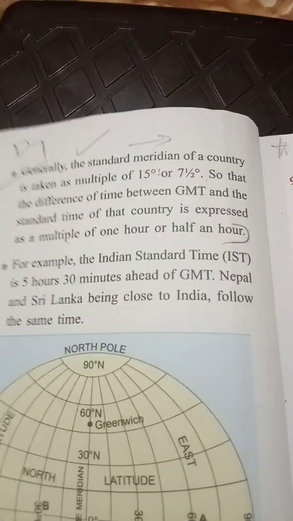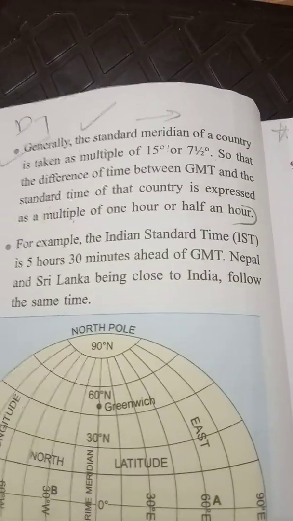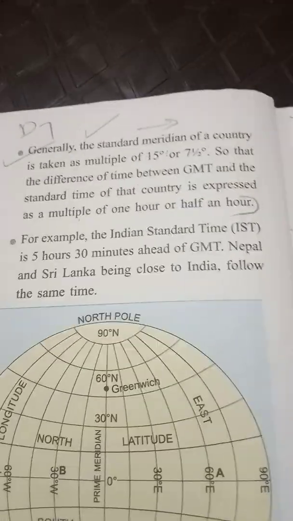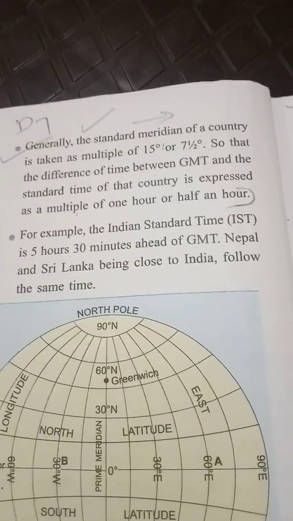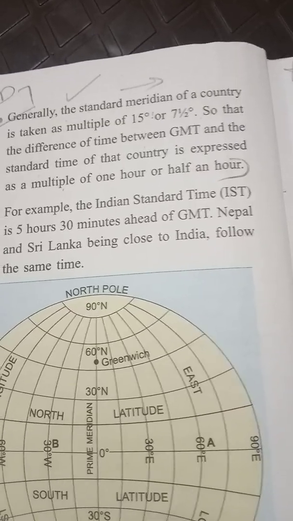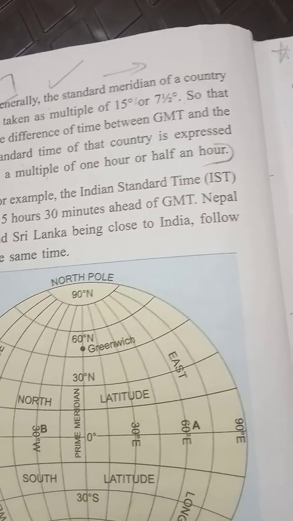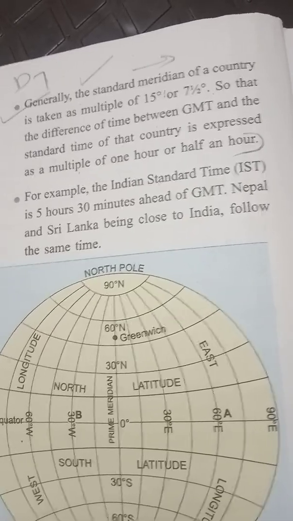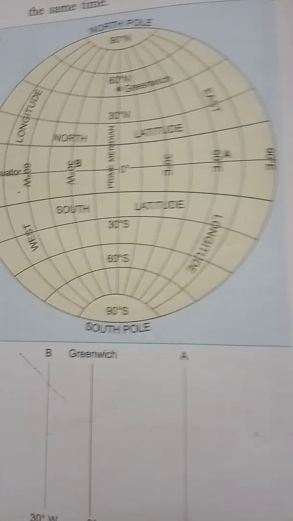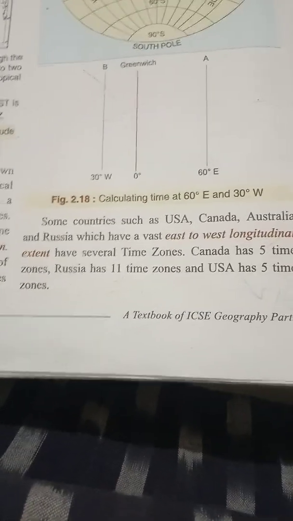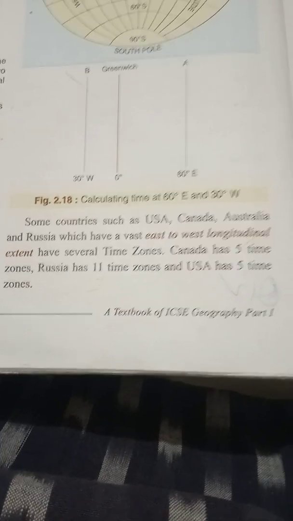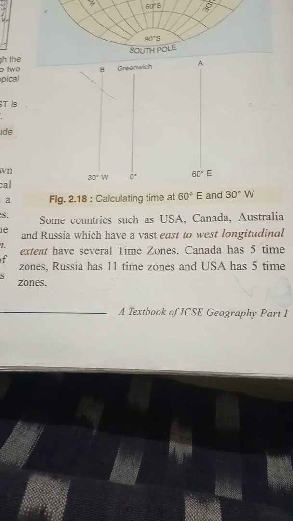and it is in Allahabad. Now see children, the standard meridian of any country is taken as a multiple of 15 degree or 7.5 degree. So the difference of time between GMT, that is Greenwich Mean Time, and the standard time is expressed as a multiple of 1 hour and a half, 1 hour or half an hour. So this diagram also I have sent you across. Go through all this.